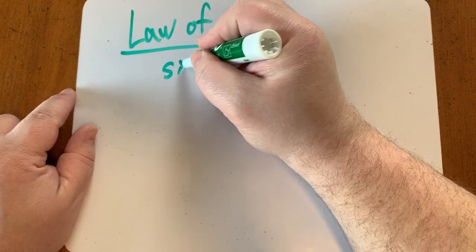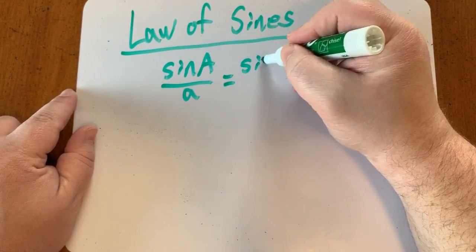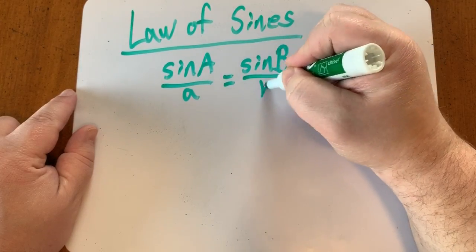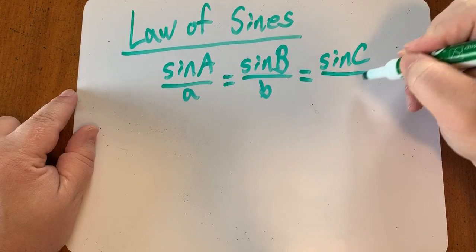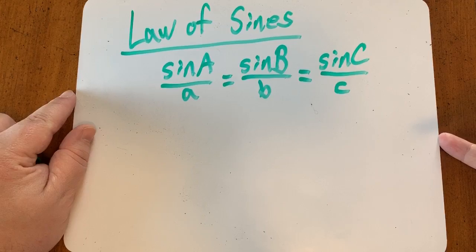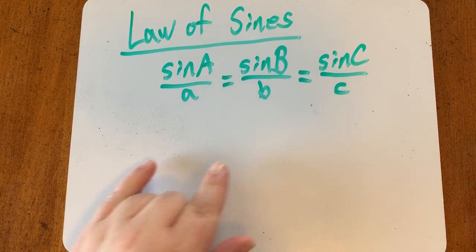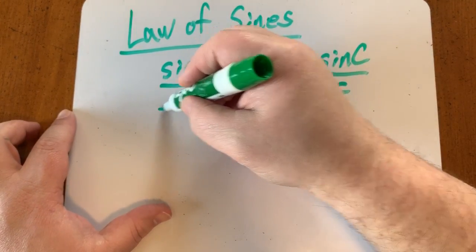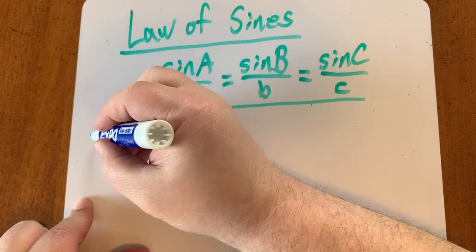So this is our law of sines. It's the sine of one angle over its opposite is equal to the sine of another angle over its opposite, and is equal to the sine of the third angle over its opposite. Now, obviously, if we're going to solve this, we can only take them two at a time. There's really three parts to this rule. It's usually written like this, but there's really three equations that it yields.